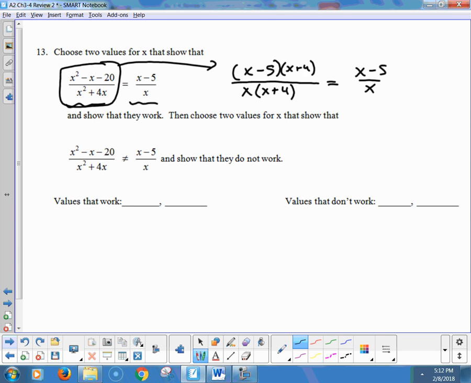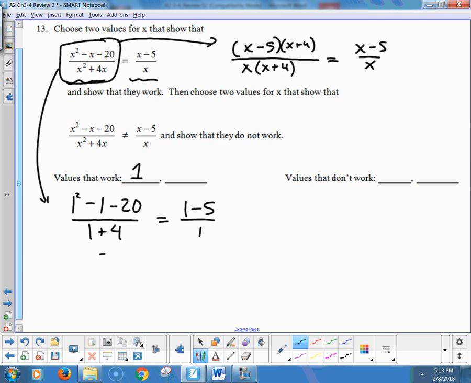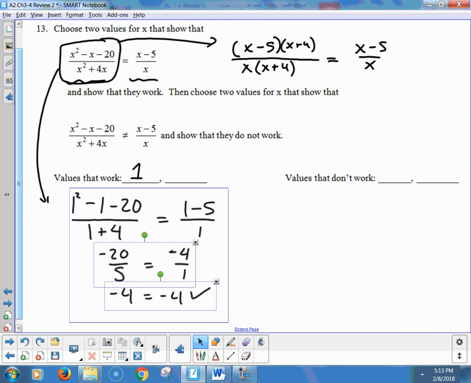So it says pick two values of x and show that they work. Okay, so let's say I pick a number. Let's say I pick 1. Does 1 make this true? Well, if I plugged 1 into this equation, I'd get 1 squared minus 1 minus 20 over 1 plus 4. Does that equal 1 minus 5 over 1? 1 minus 1 is gone, so I get negative 20 over 5. Does that equal negative 4 over 1? And sure enough, negative 4 equals negative 4. This works out. So 1 is a number that works.